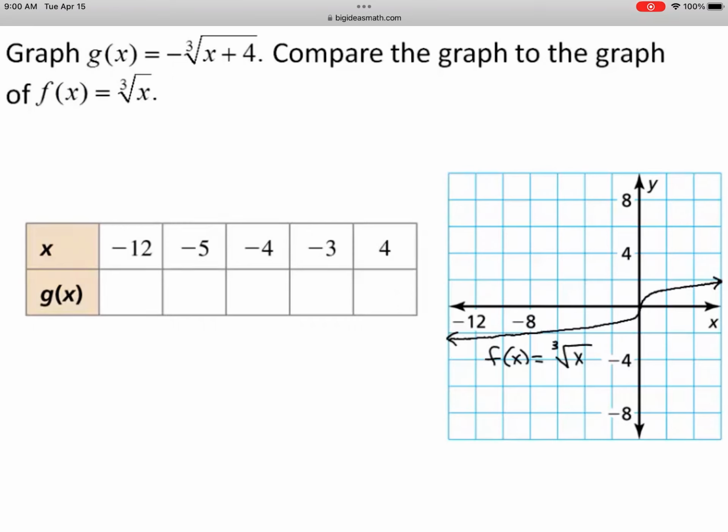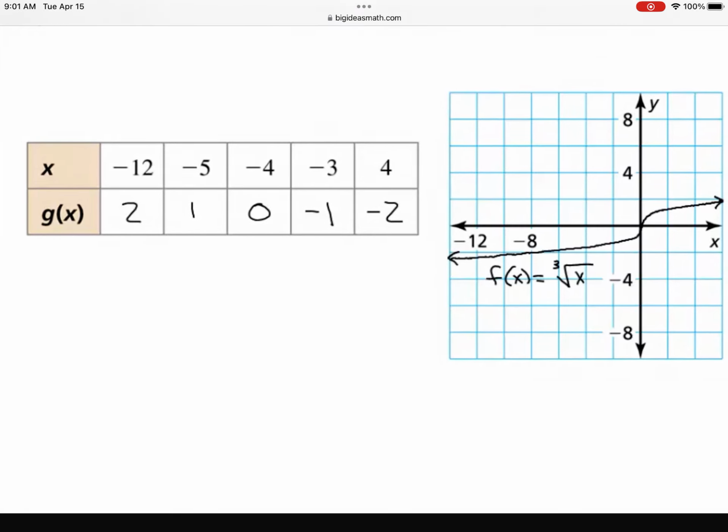Substituting -12 for x in the function g gives g of x equals 2. Similarly, when x equals -5, g of x equals 1. When x equals -4, g of x equals 0. When x equals -3, g of x equals -1. And when x equals 4, g of x equals -2.